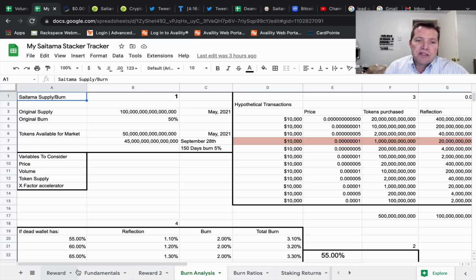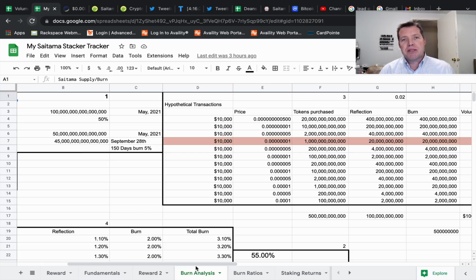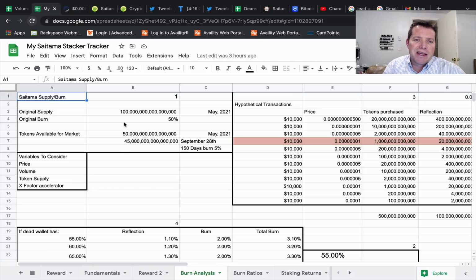So in this particular spreadsheet here, I show a relationship between the price of the token and the reflection and the burn, and what happens as the price increases, what must necessarily happen to the volume in order to maintain the burn rate. Okay, so this spreadsheet goes back. I did this as kind of an early on video. It looks like around September 28th-ish. I did this one, but originally there were 100 quadrillion Saitama tokens.